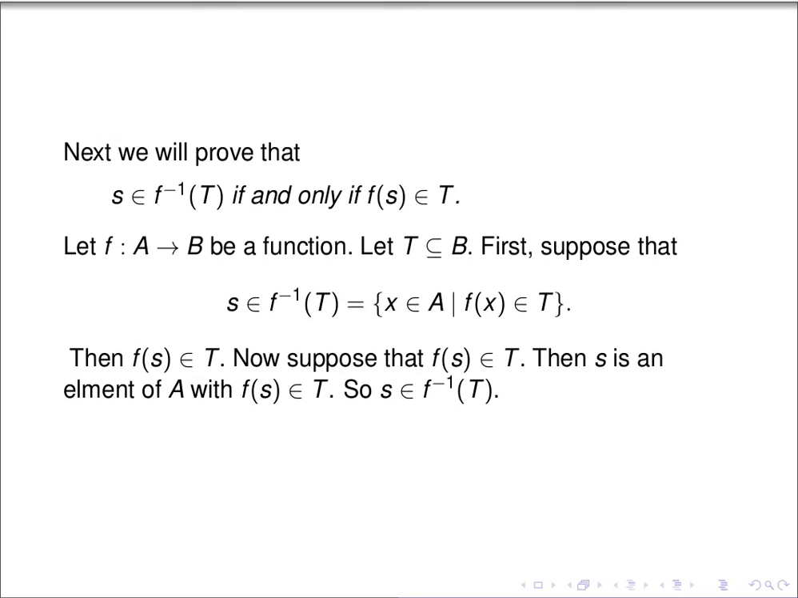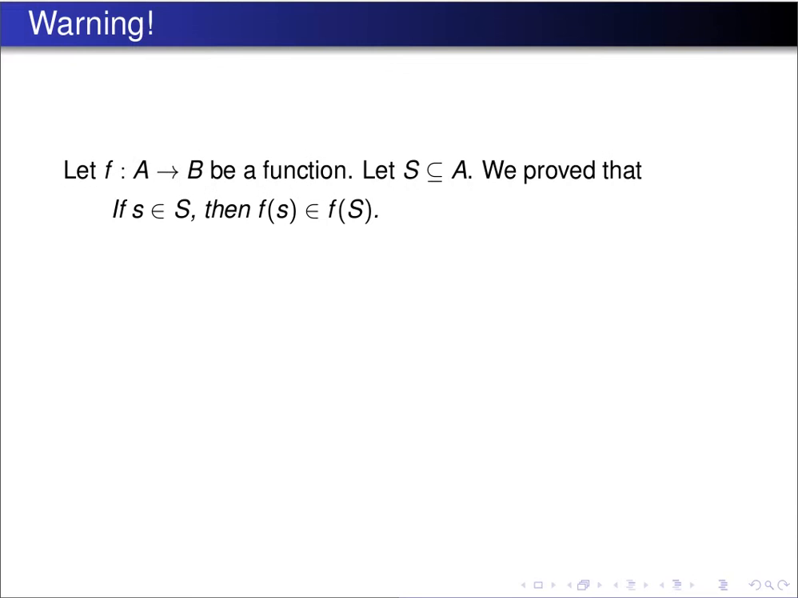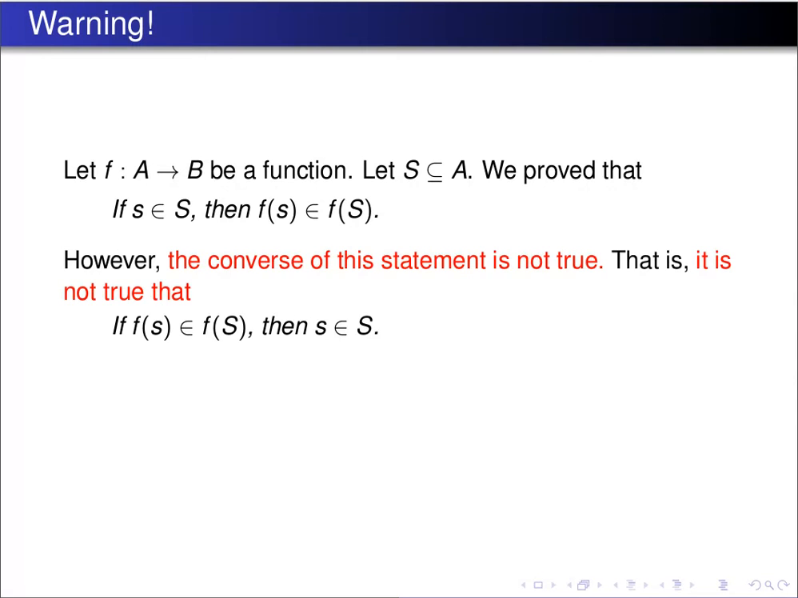So these two little theorems here are just kind of restatements of the definition of image and preimage. Now, a couple of important points. The first part of that last theorem said that if f is a function from A to B and S is a subset of A, then it's true that if s is an element of the set S, then f(s) is an element of the image of S under f. But the converse of this statement is not true. That is, if you know that f(s) is an element of the image of a set S under f, then you cannot conclude that s is an element of S.